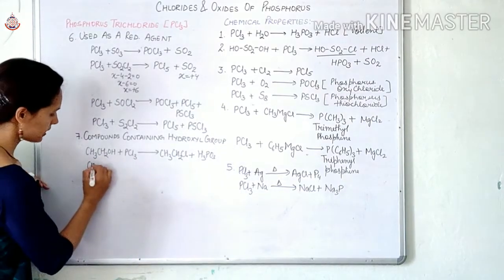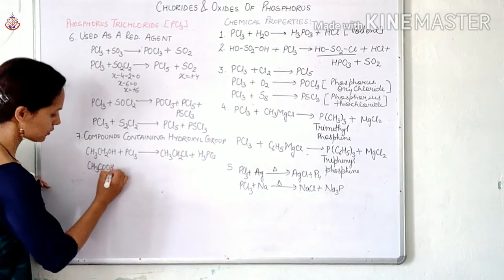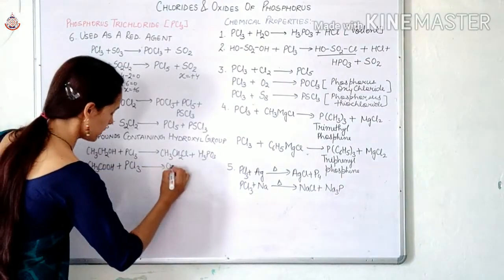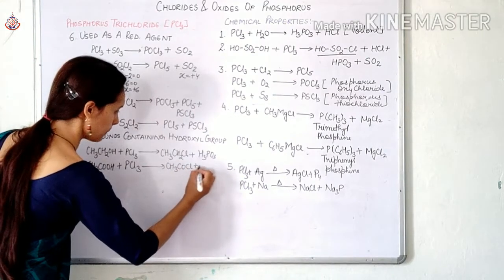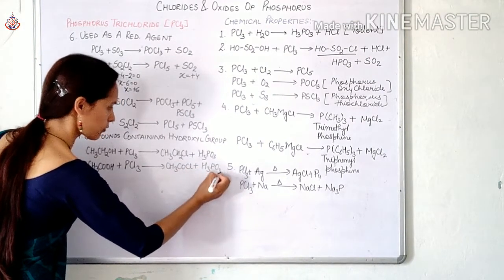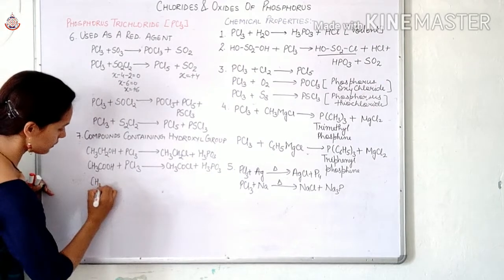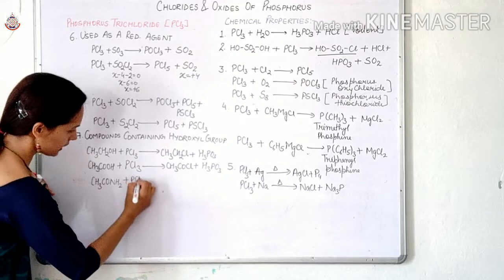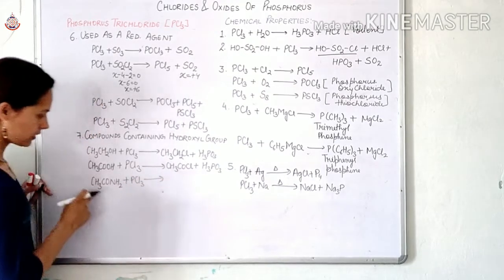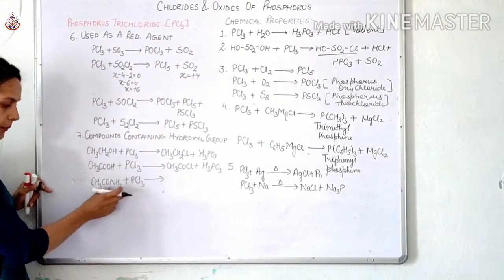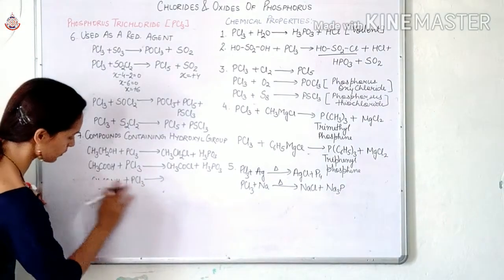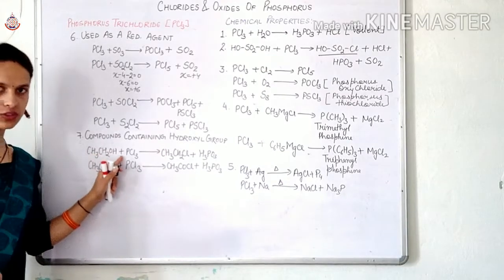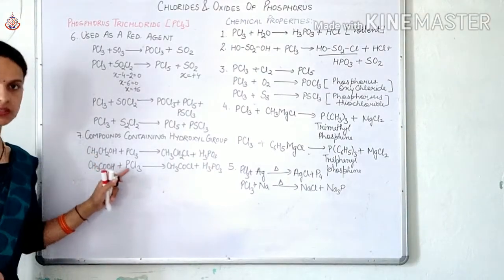Similarly, suppose I take CH3COOH, it also contains hydroxyl group. When it reacts with PCl3, then it forms CH3COCl plus H3PO3. And suppose I have CH3CONH2, then when it reacts with PCl3, what happened? No, sorry, not this one, because this doesn't contain hydroxyl group. First one CH3CH2OH, second one is CH3COOH.